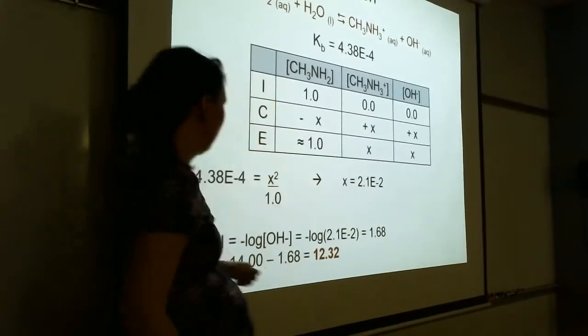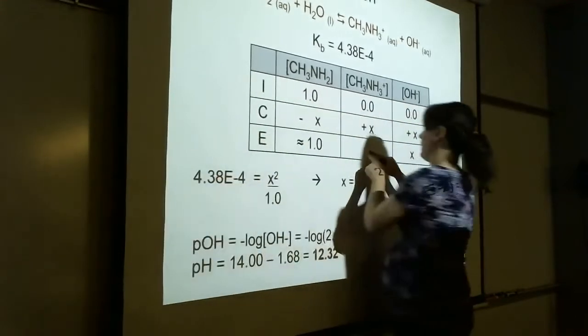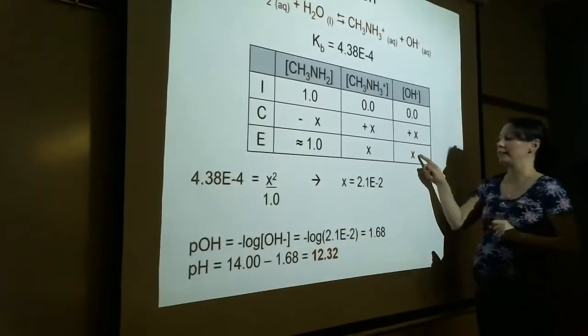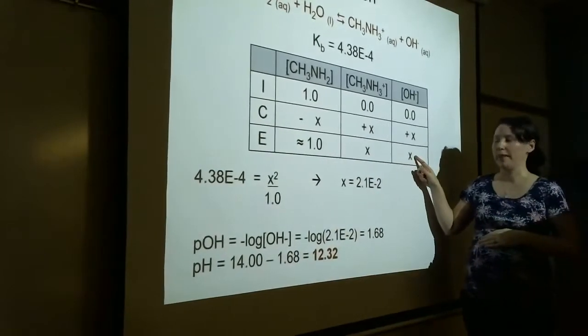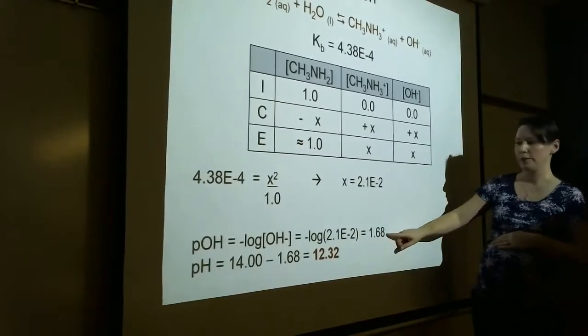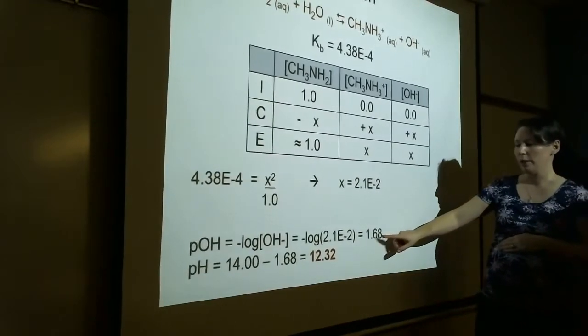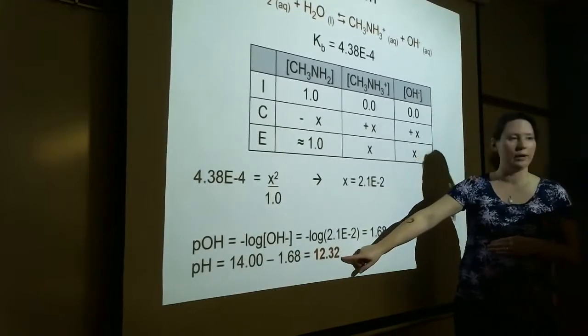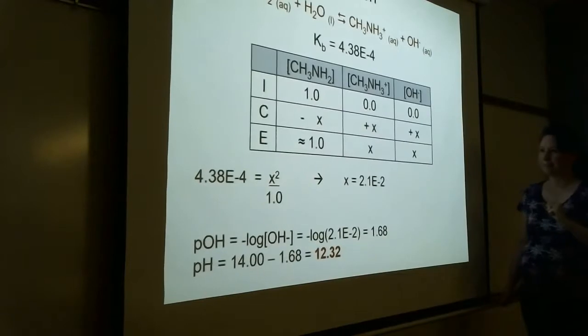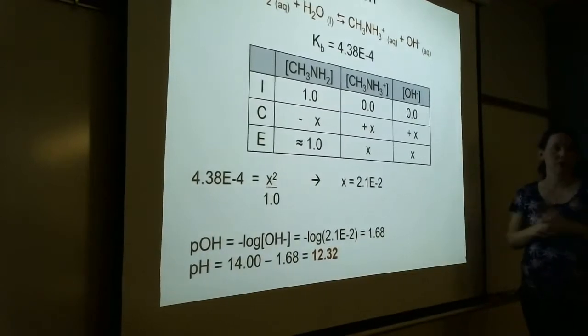And then this value is right here and right here, right? Now, if I take the negative log of this, that's not going to give me pH, is it? It's going to give me pOH, right? So the pOH is 1.68, but the pH would be 12.32. Do we got it? Any questions on this one?